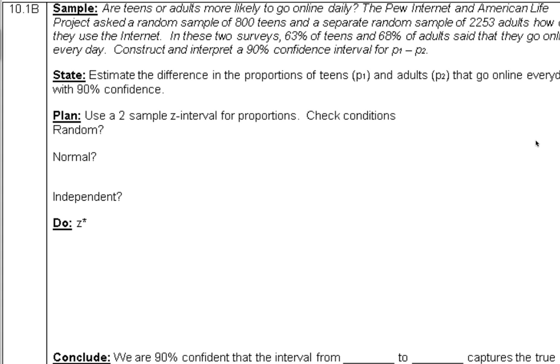So we have, let's see, 800 teens. And of those teens, 63% say they go online every day. And then we have 2,253 adults, and of those, 68% say they go online every day. And we're going to construct a 90% confidence interval for P1 minus P2.